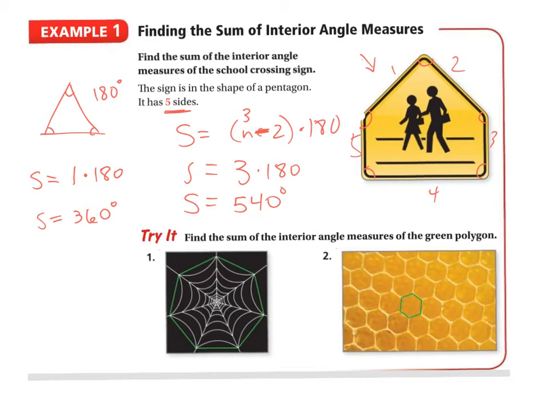So this one here would be 1, 2, 3, 4, 5, 6, 7. So this would just be 7 minus 2, which would be 5 times 180. This one here is 1, 2, 3, 4, 5, 6. So this one would just be 6 minus 2, or 4 times 180. So this section's very easy.